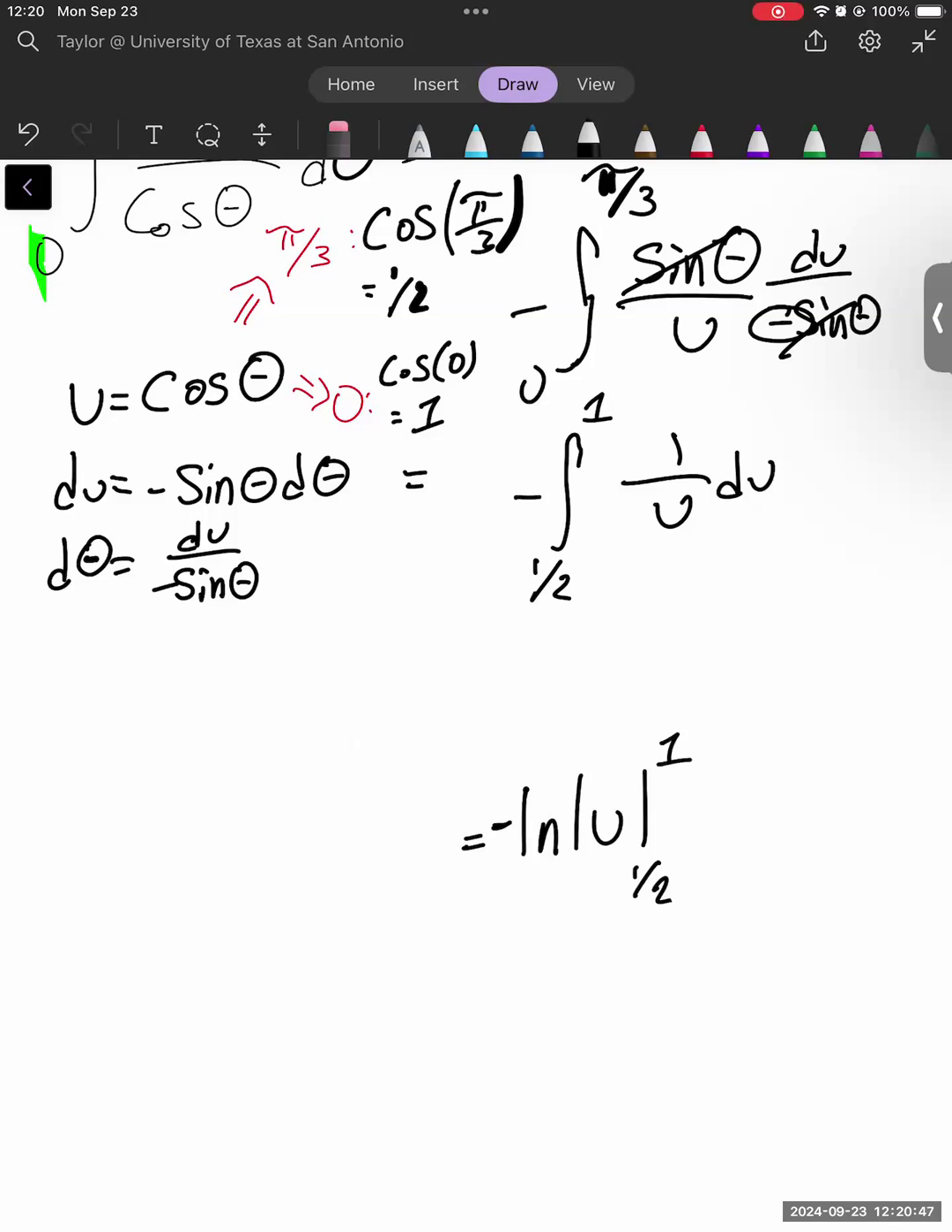And then the next step would just be to plug in our bounds. So I get negative natural log of 1, minus, minus is a plus, natural log of 1/2. And if you guys want, we can finish this one out and I can give you guys an answer, or we can leave it as is. What do we want to do?